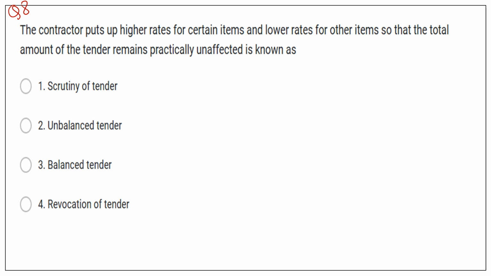Question number 8. The contractor puts up higher rates for certain items and lower rates for other items so that the total amount of tender remains practically unaffected. Here, higher rates for certain items and lower rates for the other items to keep the tender practically unaffected. That tender is known as unbalanced tender. So the second option is correct here.